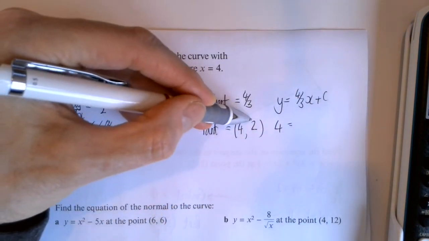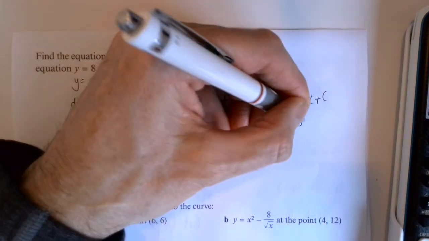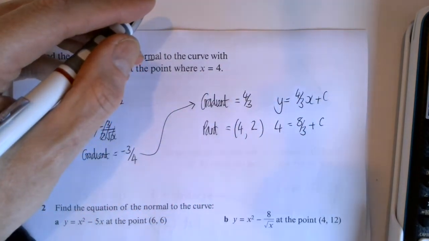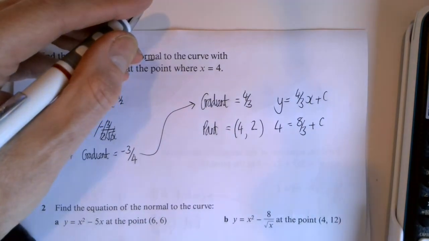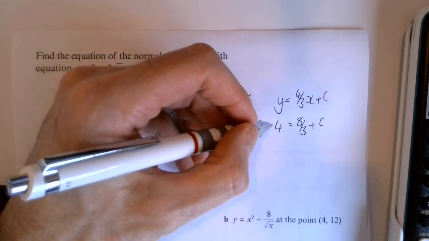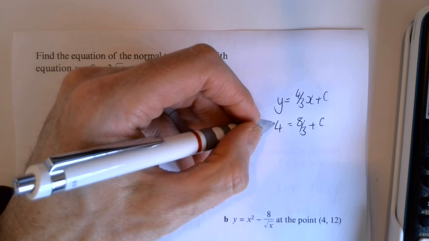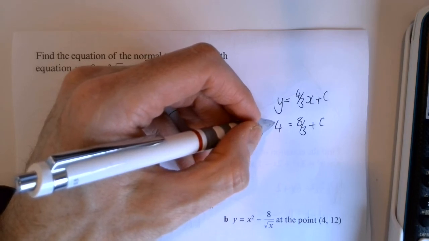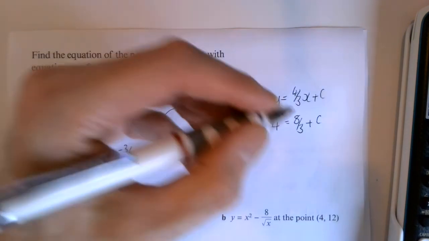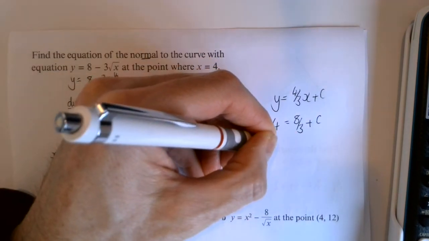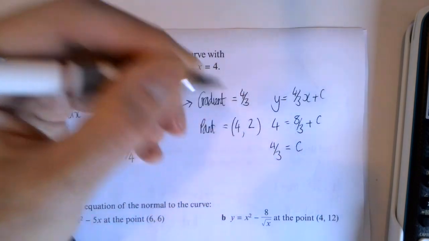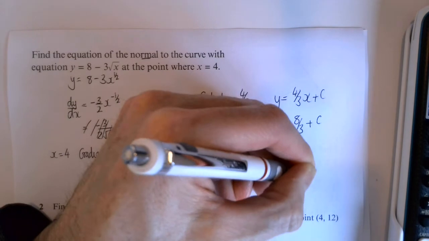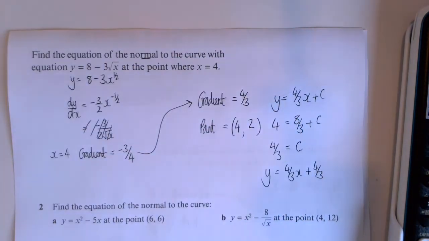4/3 times 2, when x is 2, is 8/3. And so I need to take away 8/3 from both sides. I can do 4, take away 8/3 on my calculator, or I can remember that 4 whole ones is 12/3. So whichever way you do it, you end up with 4/3. So y is equal to 4/3 of x plus 4/3.